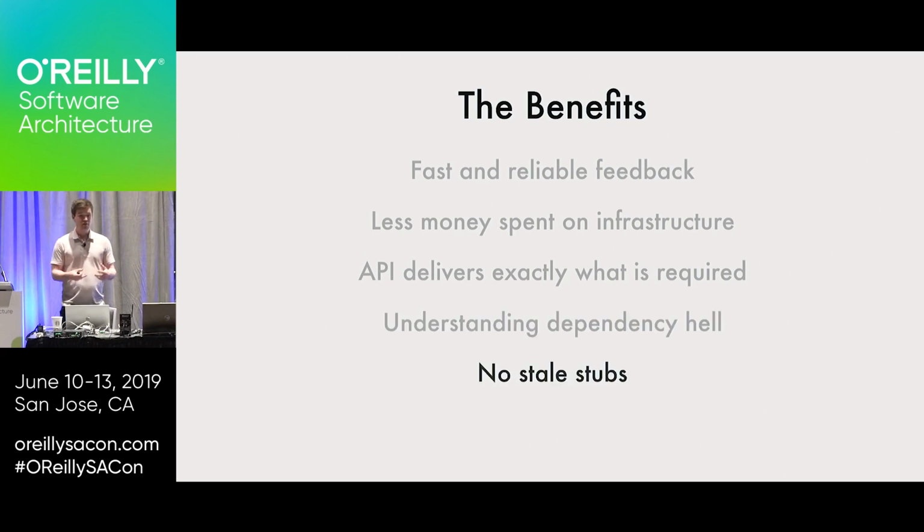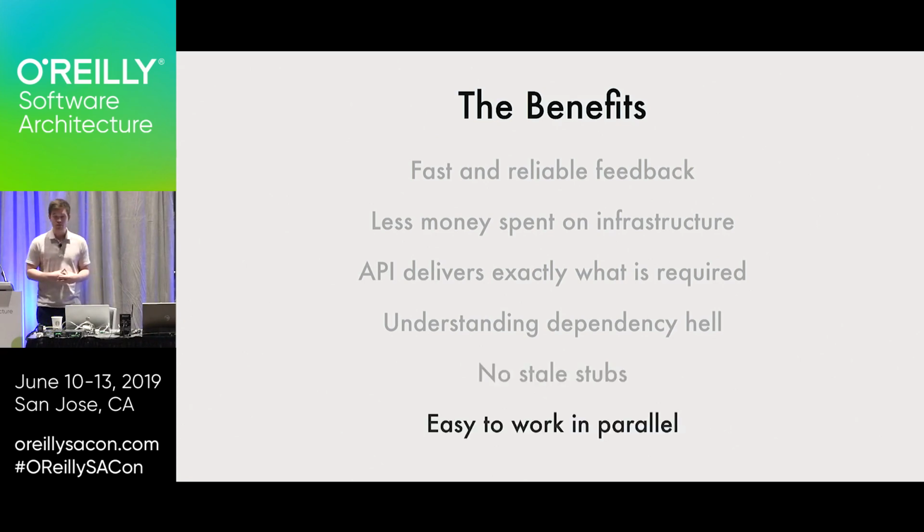We no longer have stale stubs. If we make a change to our provider that is a breaking change, the contract tests fail. So we have continuous testing on both sides of the interaction that make it impossible for our contracts or our stubs to become stale. And finally, it's easy to work in parallel, because now we have a shared contract. We can have somebody work on one side, somebody work on the other side, and when they're both finished, we can be relatively confident that the two services will function together.